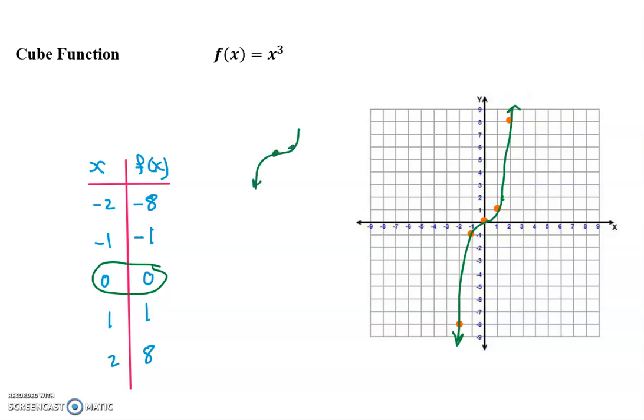So here are the 3 points. They are here. Now, domain and range. So you can tell that the domain is all real numbers and the range is all real numbers. I just want to mention something. When the degree is odd, then the domain and range would be all real numbers.